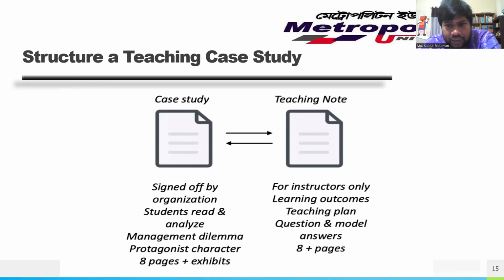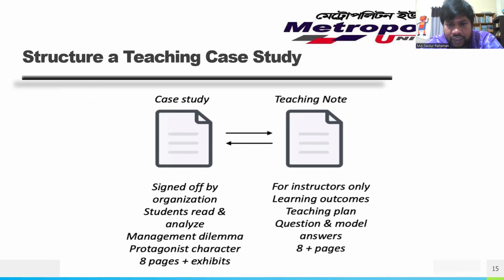On the other hand, the second part is the teaching note. It also consists of 8 pages or more. Researchers or authors suggest within 16 pages, or between 5,000 to 7,000 words, authors should complete writing the case study as well as the teaching note. This teaching note document is basically used by the instructors only.